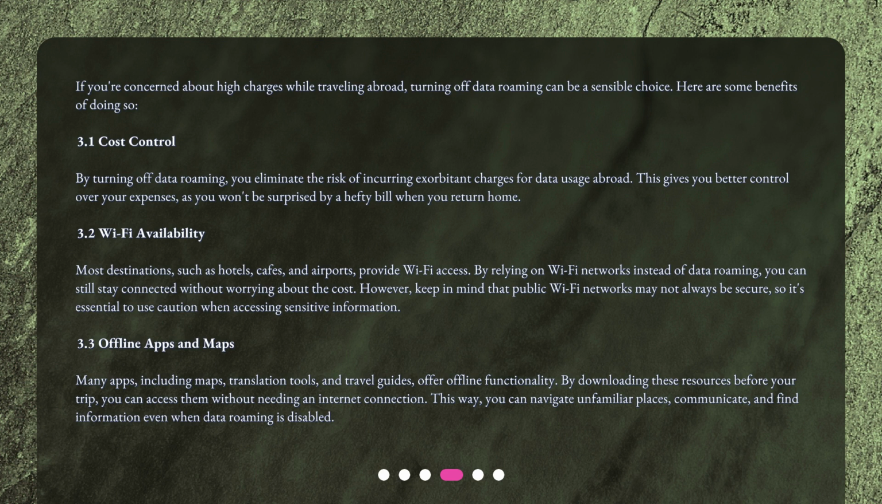3.3 Offline apps and maps. Many apps, including maps, translation tools, and travel guides, offer offline functionality. By downloading these resources before your trip, you can access them without needing an internet connection. This way, you can navigate unfamiliar places, communicate, and find information even when data roaming is disabled.